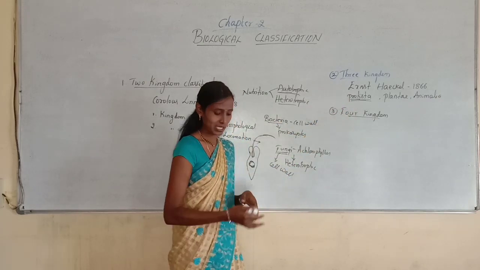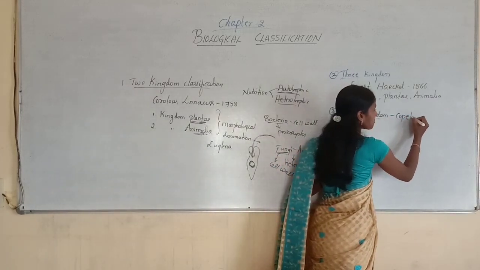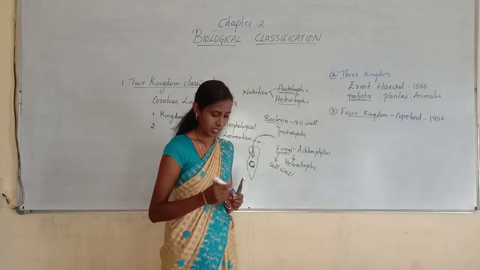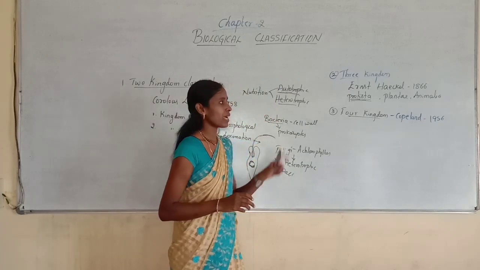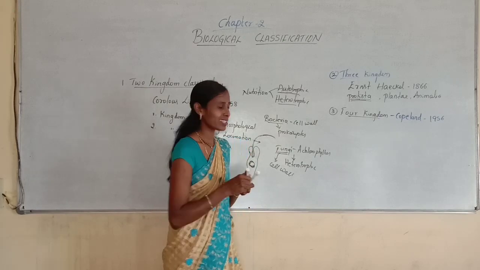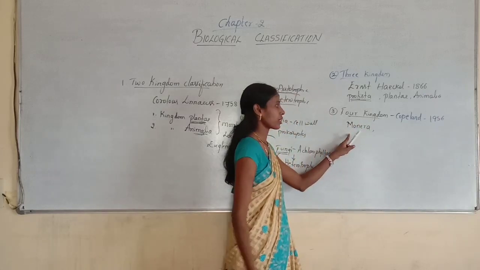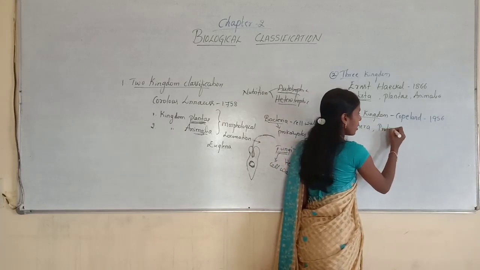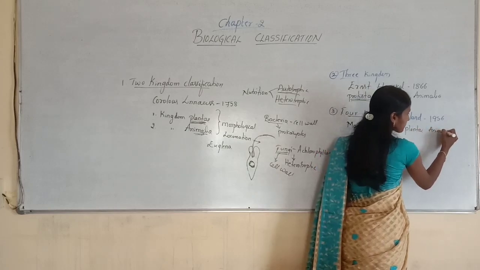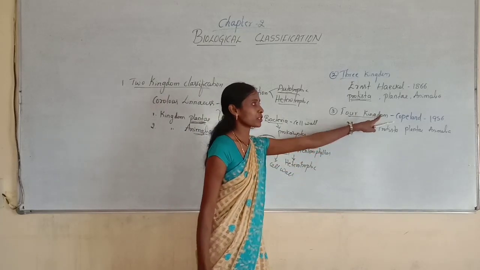Later, the four kingdom classification was proposed by a scientist named Copeland in the year 1956. He proposed a new kingdom called Monera. So this is the fourth kingdom. Along with Monera, the three kingdoms are Protista, Plantae, and Animalia. So now there are four kingdoms, and Monera is the kingdom proposed by Copeland.